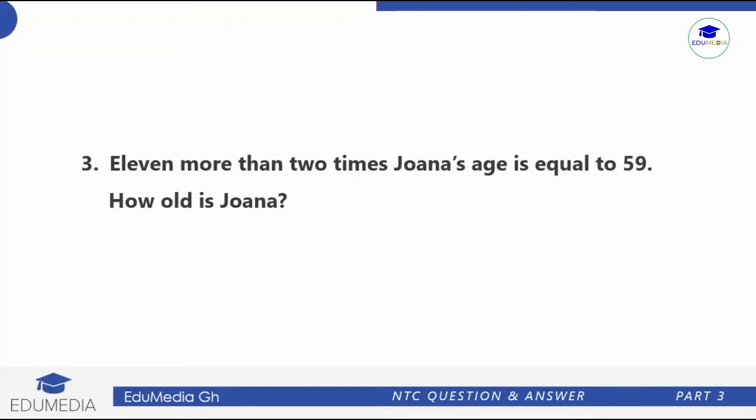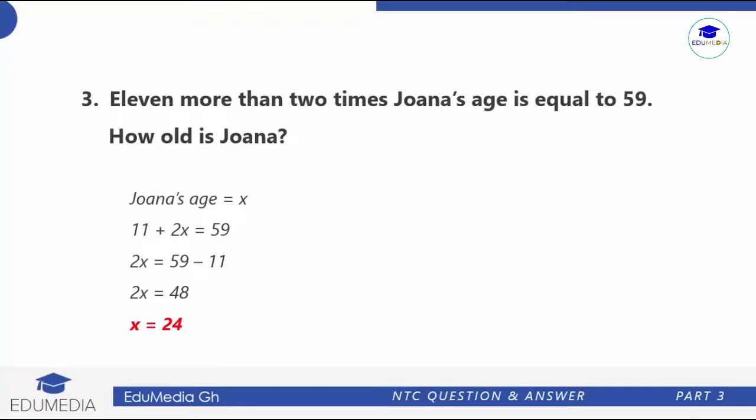The third question says 11 more than 2 times Joanna's age is equal to 59. How old is Joanna? Just the same as the first question that we did, about the capacity of the tank, we don't know Joanna's age, and that is what we are looking for. So I use a variable here, x, to indicate Joanna's age, since I don't know it.